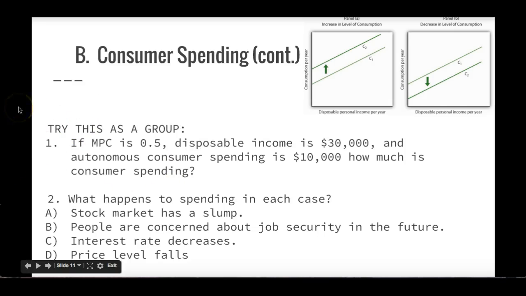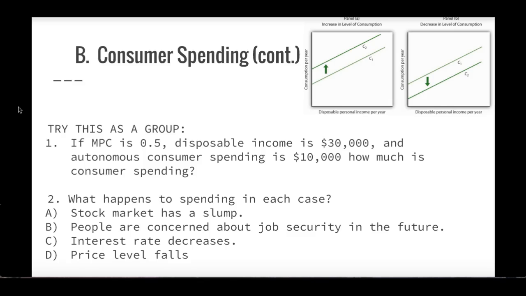So try this, and I had the people do this in class as a group. Answer these two questions for me. Number one, if MPC is 0.5, disposable income is 30,000, and autonomous consumer spending is 10,000, how much is consumer spending? And then number two, what happens to spending in each case? A, the stock market slumps. B, people are concerned about job security in the future. C, interest rate decreases, or D, the price level falls. So pause the video right here, see if you can figure this out, and then replay once you have your answers.